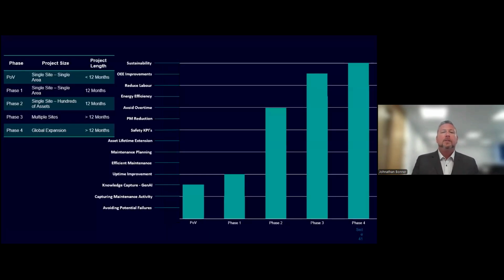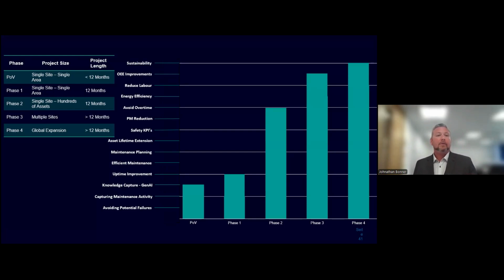But there's a full range of aspects for success, and it really does depend on your project size. So if we look at the table on the top left-hand side, there's a proof of value. This is typically a single area for less than 12 months, or maybe even up to 12 months, but still on a limited number of machines or assets, between 50 to 100, let's say. And what can be achieved with that is avoiding potential failure on those machines. There is capturing the maintenance activity, and then knowledge capture with the generative AI.